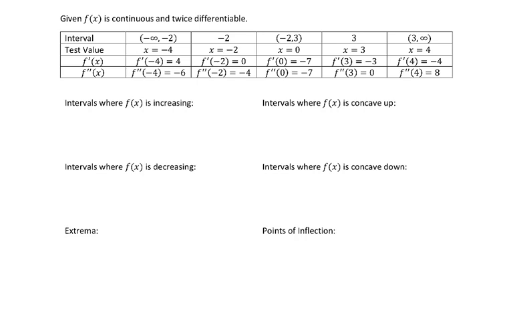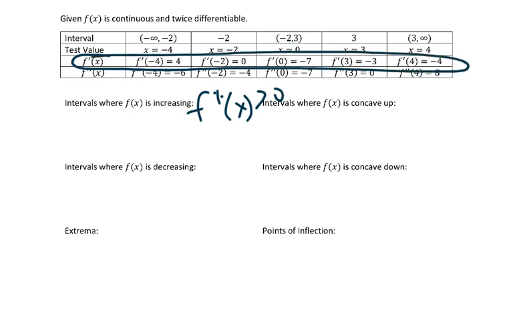So remember, that means we're looking in the chart for where the derivative, f prime of x, is greater than 0. So I'm looking at this row here. Where do I see in that row where f prime of x is bigger than 0? I see it here, and that's it. So it looks like it's only increasing in the interval from negative infinity to negative 2.